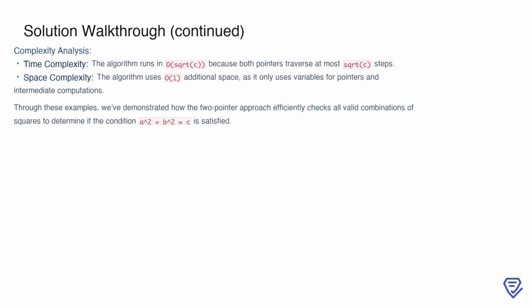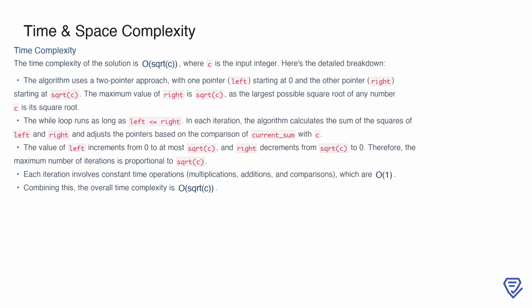By leveraging the two-pointer technique, we've demonstrated how to efficiently determine whether a given non-negative integer can be expressed as the sum of squares of two integers. This approach is both intuitive and computationally optimal for the problem at hand. The time complexity of this solution is O(sqrt(c)), where c is the input integer. This is because the algorithm uses a two-pointer approach, with the left pointer starting at 0 and the right pointer starting at the square root of c.